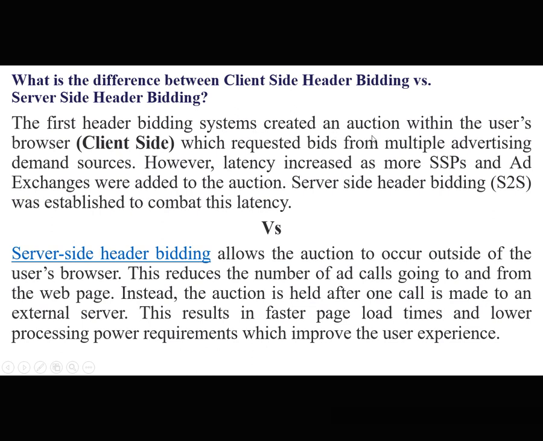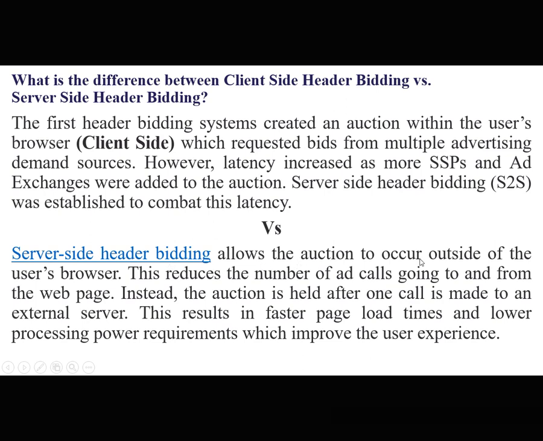The first header bidding system created an auction within the user's browser, which requested bids from multiple advertising demand sources. However, it increased the latency as more and more SSPs and ad exchanges were added to the auction. Server-side header bidding was established to combat this latency.